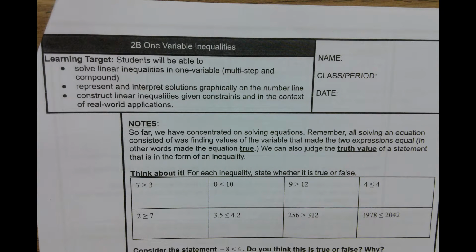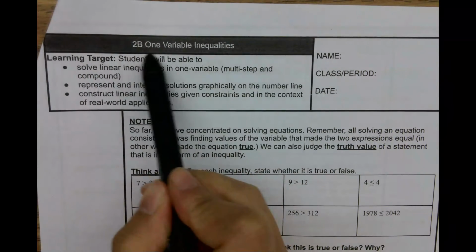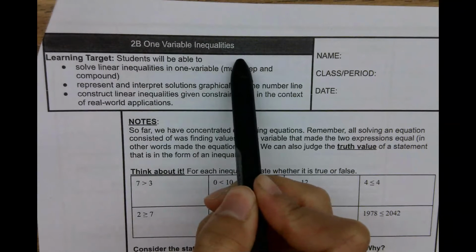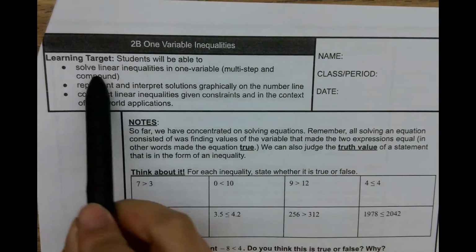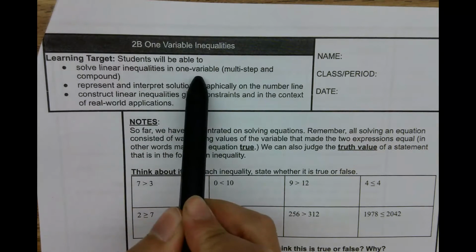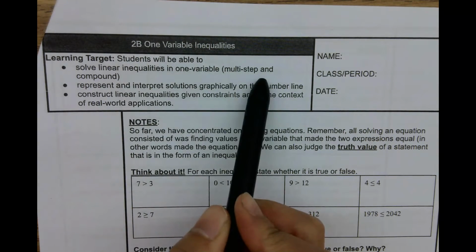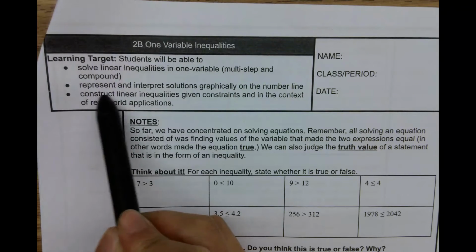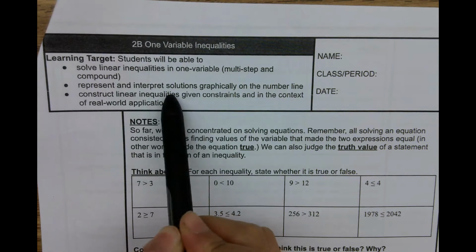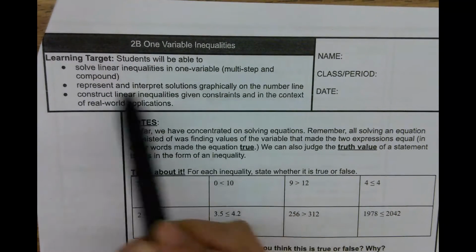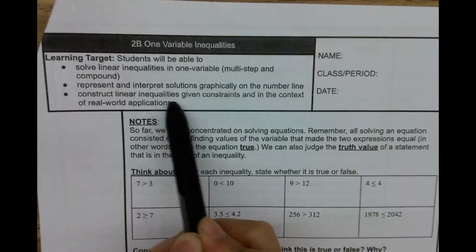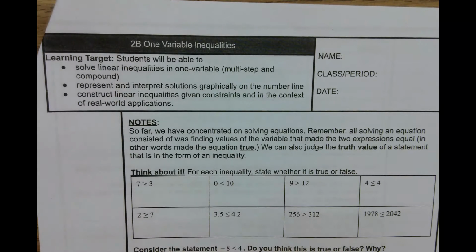Hi guys, so we are finally on learning target 2B, and this time we are solving one variable inequalities. By the end of this learning target, you should be able to solve linear inequalities in one variable, both multi-step and compound. You should be able to represent and interpret solutions graphically on a number line, and you should be able to construct linear inequalities given constraints and in the context of real-world applications.